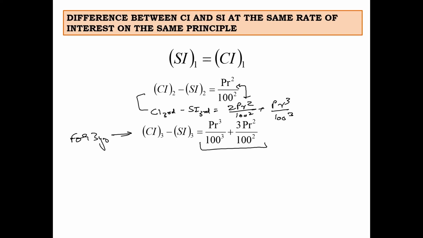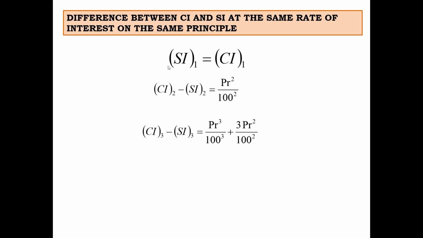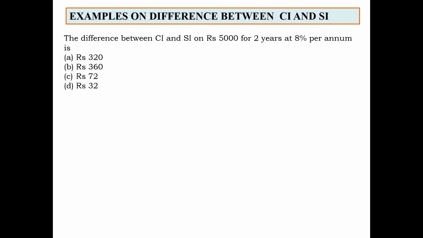All right. Just let us look at a few questions on this concept. Again, the table that I made, you can solve questions using that table, or questions using the formula. Depending on the data given, one or the other approach might be useful. For example, look at this question. Difference between CI and SI, 5,000 rupees, 2 years, 8% per annum.